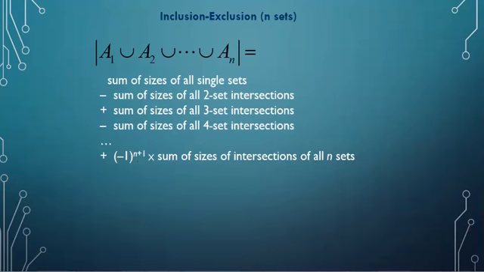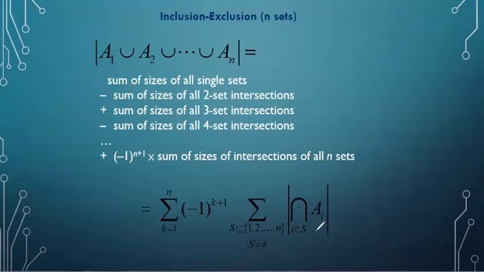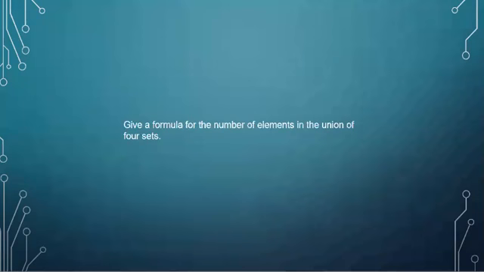This is written using the sigma notation as k is equal to 1 to n, minus 1 whole power k plus 1, sigma intersection Ai. Okay, so this is the formula, or it can give a formula for the number of elements in the union of 4 sets. So for this problem, let's write the formula. The inclusion exclusion principle for 4 sets can be written as follows.